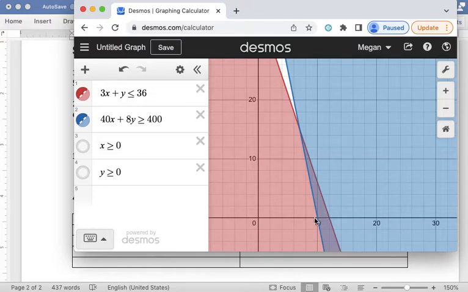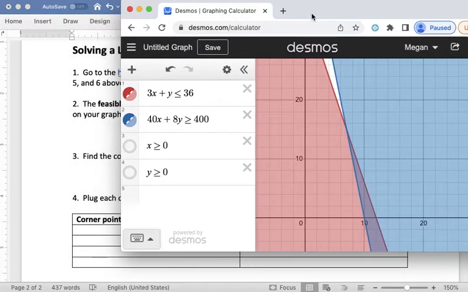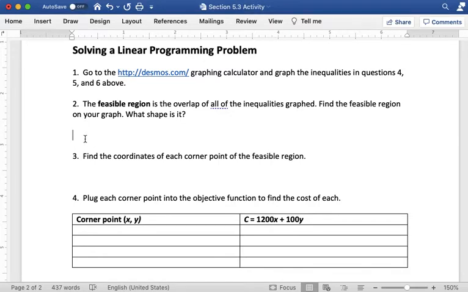And now I can see that the area of overlap is going to be this triangle shape region here, where the red and blue are overlapping and where we are in the first quadrant. So this is a very narrow, weird looking triangle, but it's a triangle. So that's going to be my answer for question 2.